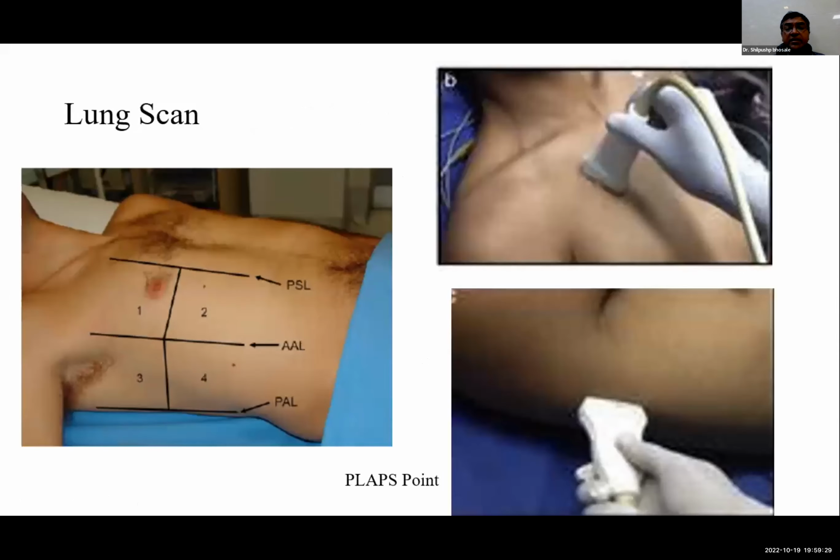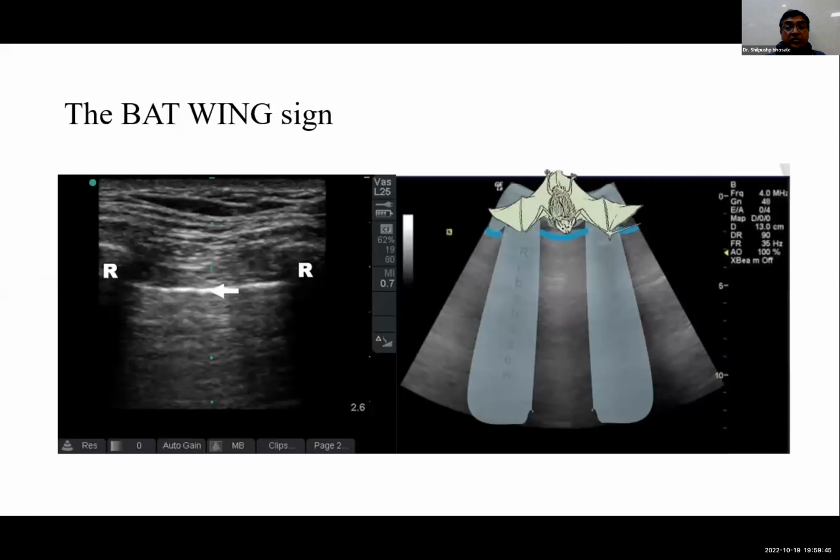I'll quickly tell you about the lung ultrasound. You can scan the lung, and various zones have been described, but you essentially have to scan the whole lung. The first thing that you have to know is the hyperreflective pleural line, which is the most important structure that you need to identify.